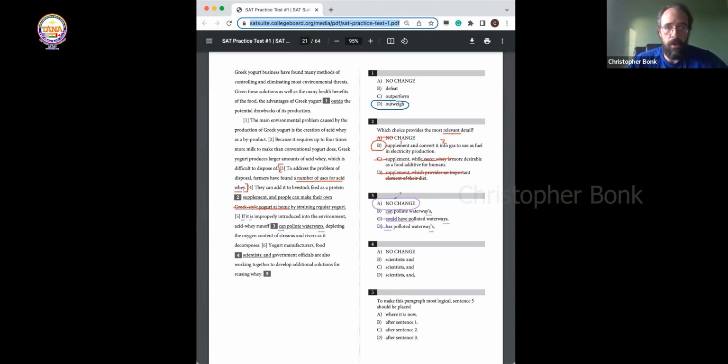Right after that, more grammar, this one dealing with our punctuation. We have the option of either a semicolon, a colon, a single comma, or a double comma. In this context, the best one is going to be the single comma because we have a listing of items, yogurt manufacturers, food scientists, and government officials, three items in the list. They each get the single comma of separation, choice C, even with that comma before the final and.